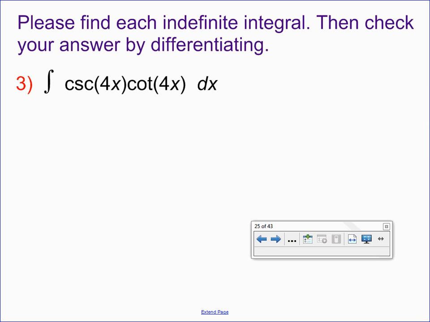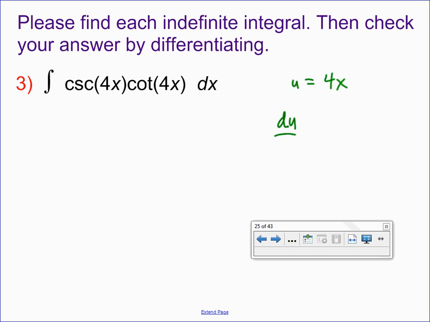I want you to quietly tell your partner what you would choose u to be. So based on this expression for my integrand, what would you choose u to be so that we did have a rule? What would you guys choose u to be, Alex and Riley? 4x. 4x, awesome. So let's choose u to be 4x. Raise your hand if you picked the same thing for u.